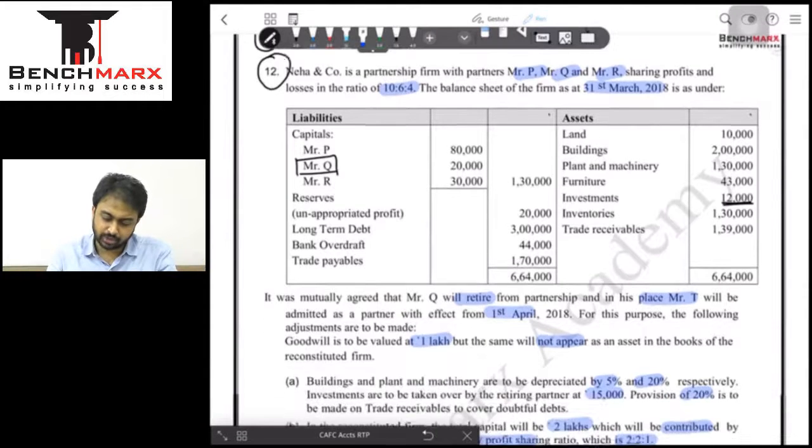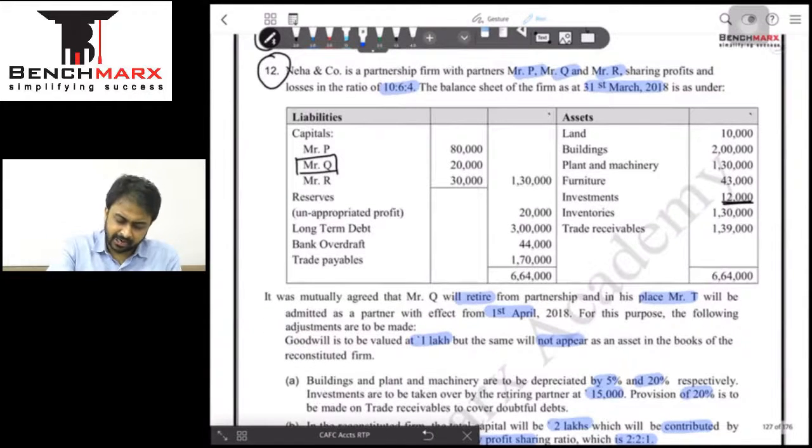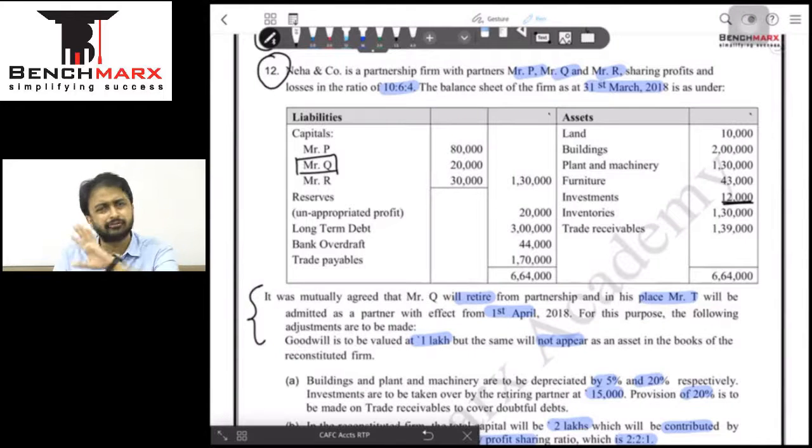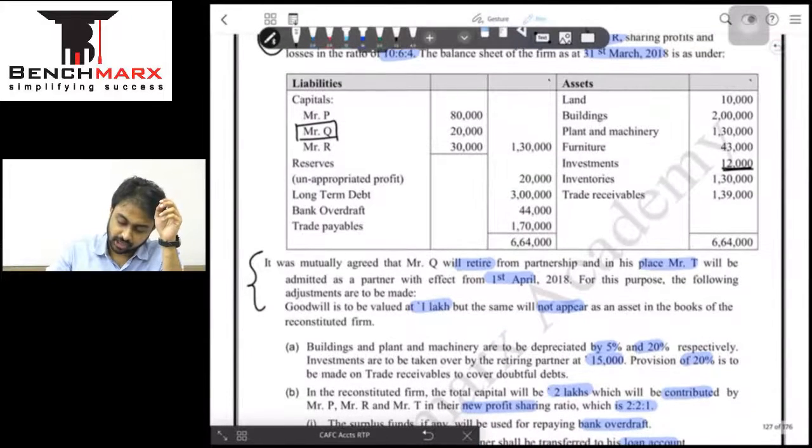Let us start please. As usual, whether it is admission cum retirement or only admission, the process remains the same. Transfer partners' capital, bring the money by the incoming partner if any, do the goodwill adjustment, do revaluation, find out revaluation profit or loss. Everything remains the same because admission and retirement are both happening on the same date. Let us start.